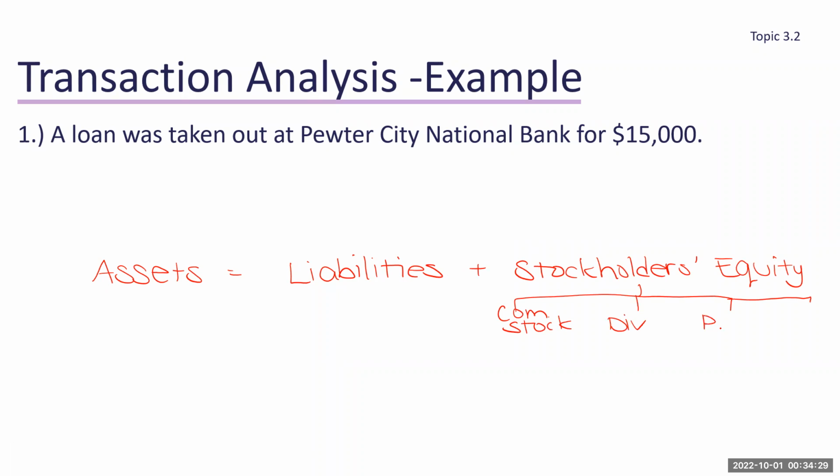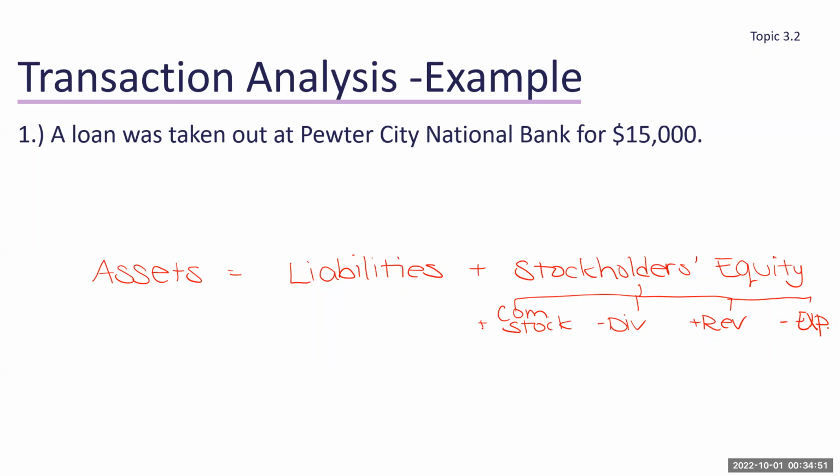dividends, revenue, and expenses. And I should probably remind us, I think we remember this, that expenses decrease equity, right? We take away expenses from revenue to get net income. Dividends decrease equity, whereas revenue and common stock increase equity.